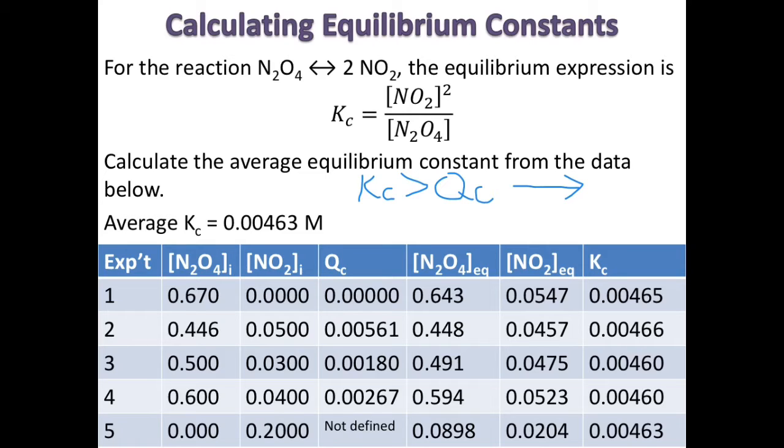Well, let's see what happens when it's the other direction. In experiment number 5, down at the bottom, we have no reactant. It's all product. The Qc is undetermined because the denominator is 0.